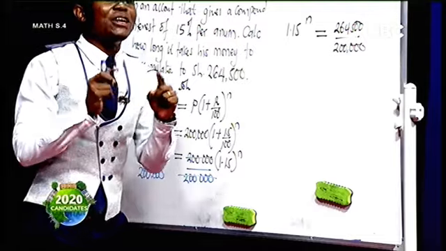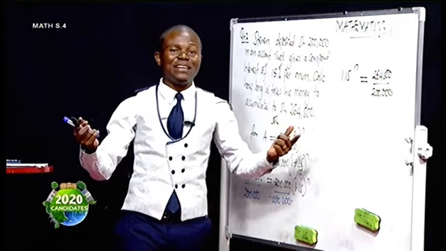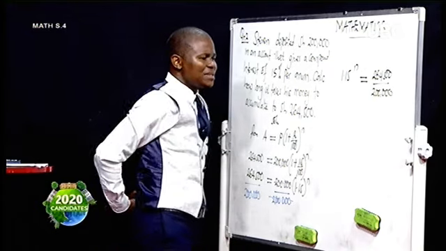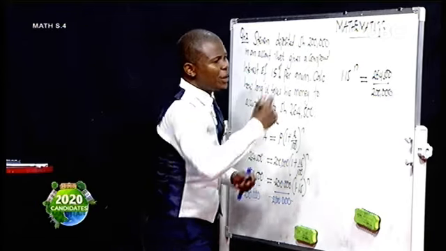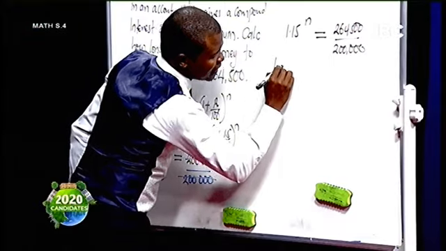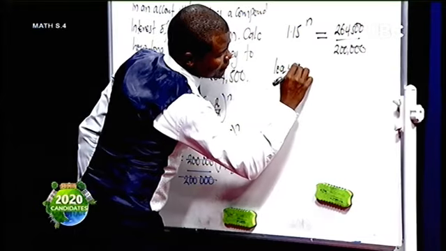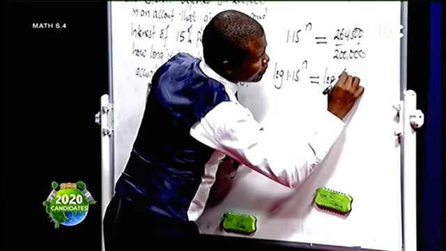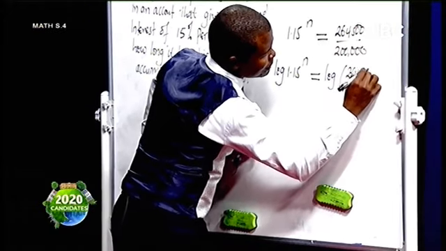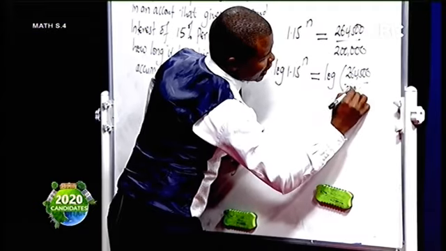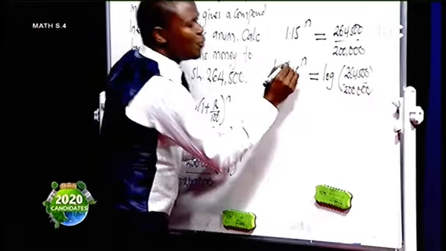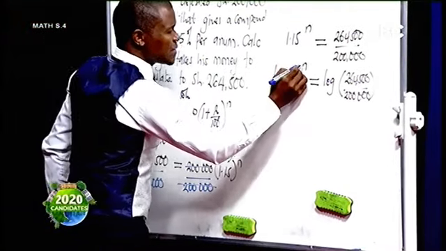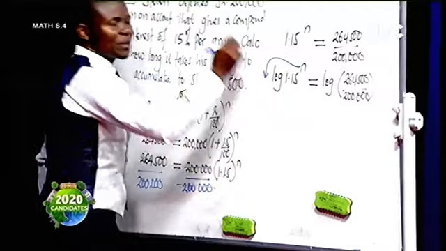You apply logarithms to the base 10 of either sides. And in this case, applying logarithm to the base 10 on either side, we're going to say therefore that the log of 1.15 power n is equal to the log of 264,500 over 200,000. Whereby, according to the laws of logarithm, this n is going to drop downwards.